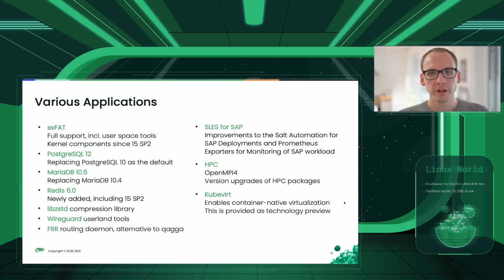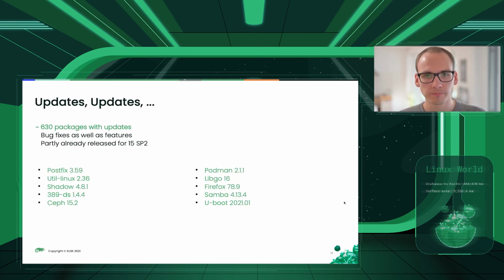In SLES for SAP, we are adding improvements to the Salt automation of SAP deployments, and we are adding Prometheus exporters for monitoring your SAP workload. In HPC, OpenMPI 4 is enabled, with several version upgrades of HPC packages. And with KubeVirt, we are now enabling container-native virtualization as a technology preview. Overall, we are updating more than 630 packages in 15 SP3 with bug fixes as well as features. Many of those updates have already been released for 15 SP2 as a maintenance update.